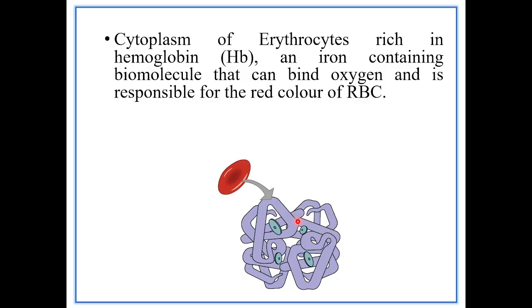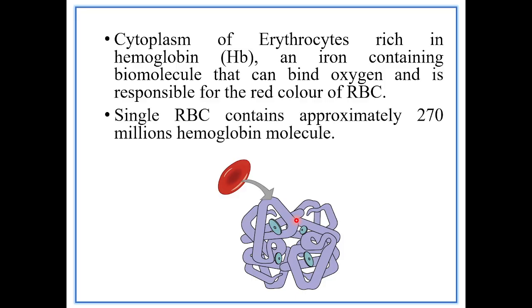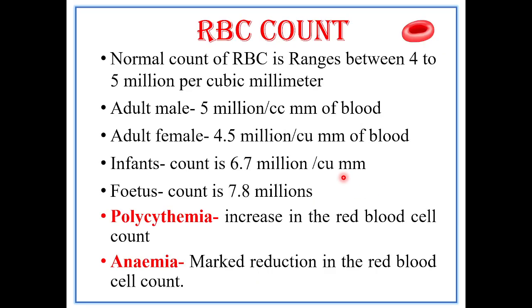Hemoglobin is an iron-containing biomolecule that can bind oxygen and is responsible for the red color of RBC due to the presence of the iron group. A single RBC contains approximately 270 million hemoglobin molecules. The RBC count ranges between 4 to 5 million per cubic millimeter. An adult male has 5 million per cubic millimeter of blood, while an adult female has 4.5 million per cubic millimeter of blood. The infant count is somewhat larger compared to adult male and female. It is 6.7 million per cubic millimeter and the fetus count is 7.8 million.